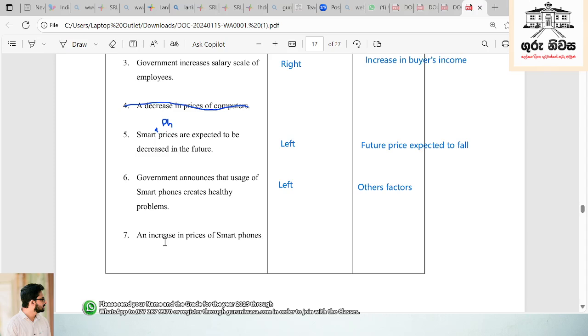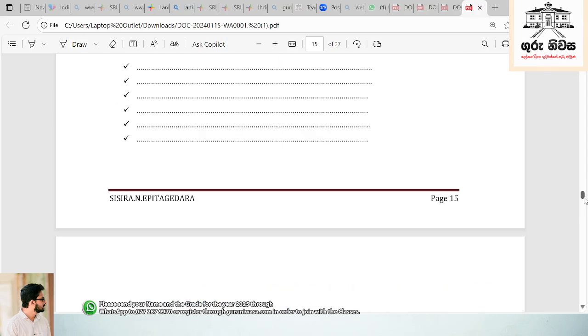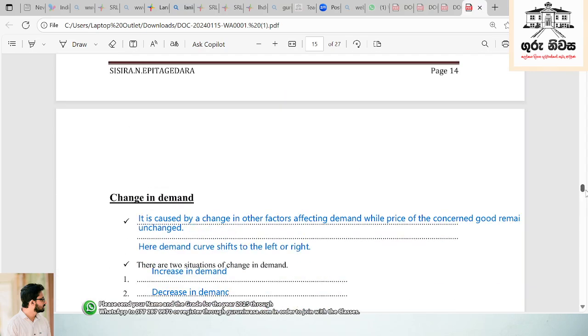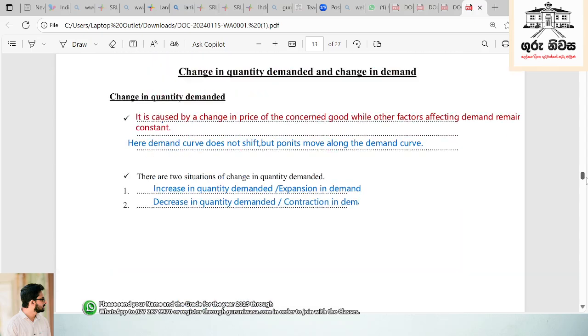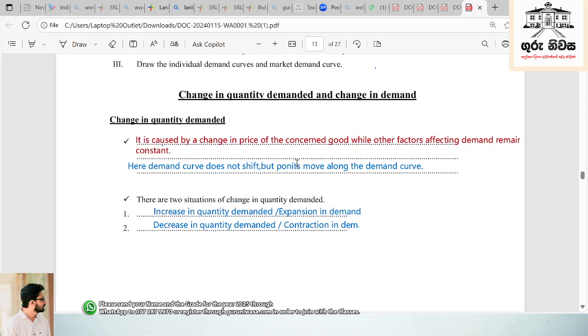Tanu, did you get the point? Can you explain it again? Our topic is change in quantity demanded and change in demand. What is meant by change in quantity demanded? What is the factor for that? What is the reason for that? Change in price, change in price of the concerned good.